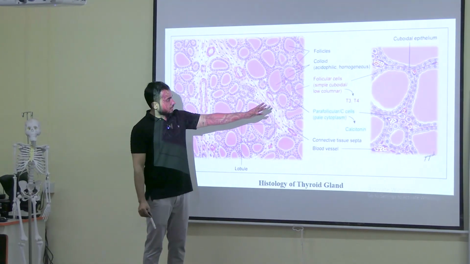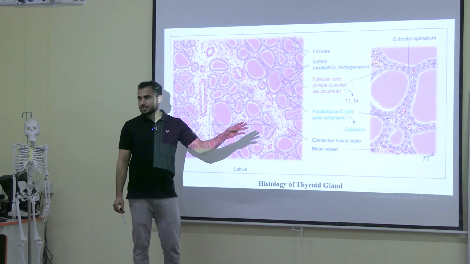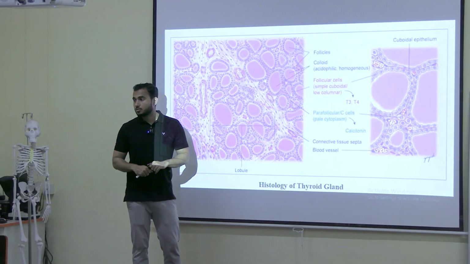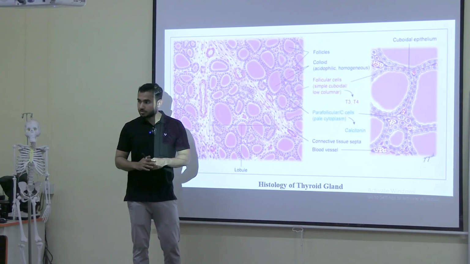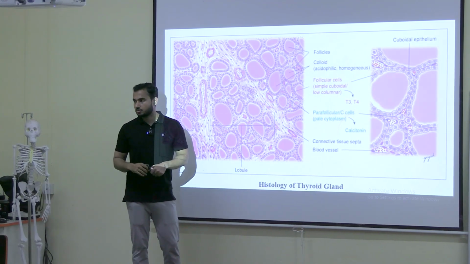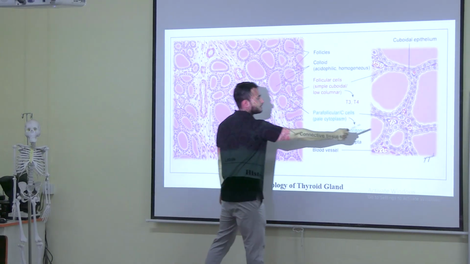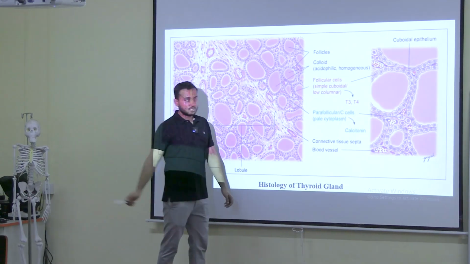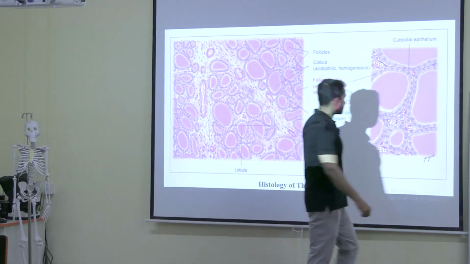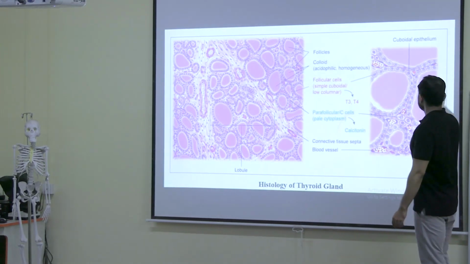Now, in order to identify the parafollicular cells, what do you have to do? Staining is required. Without staining, you can't see them. You need high magnification. So see, this is the high magnification image of this particular area. First of all, you can see the follicle. This is one follicle, this is one follicle.